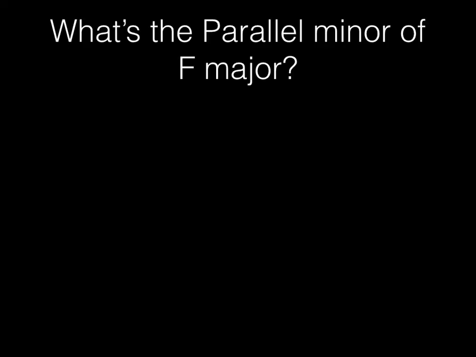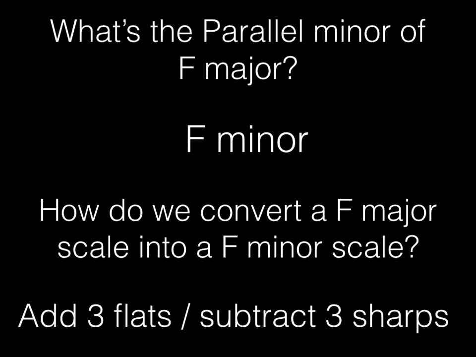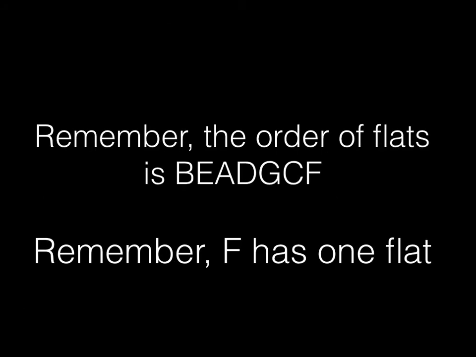So for instance, what's the parallel minor of F major? Well, it's going to be F minor, the same tonic. Now how do we convert an F major scale into an F minor scale? We will add 3 flats or subtract 3 sharps. Now before we do this, let's remember that the order of flats is B, E, A, D, G, C, F, and remember that F major has 1 flat.